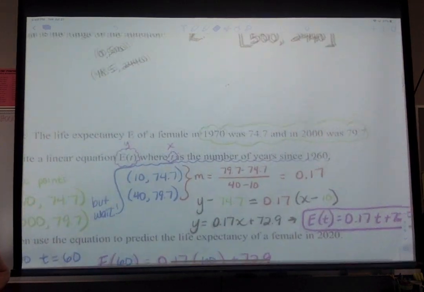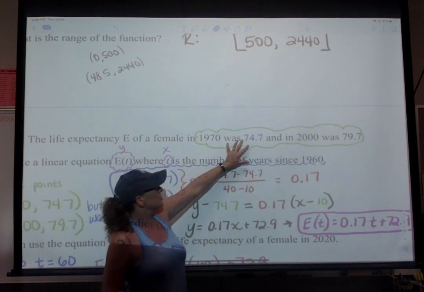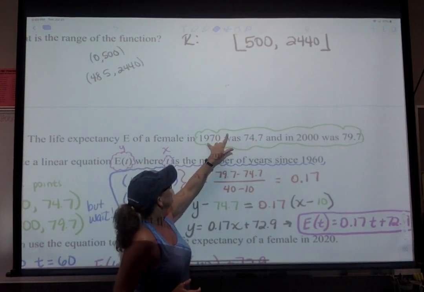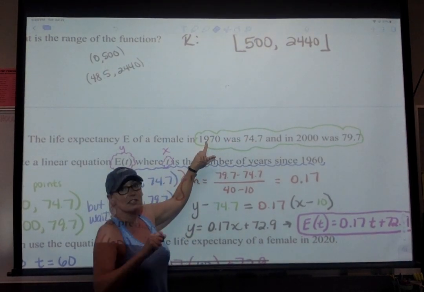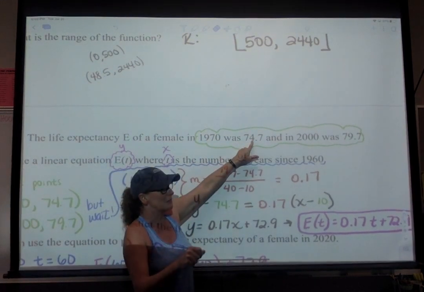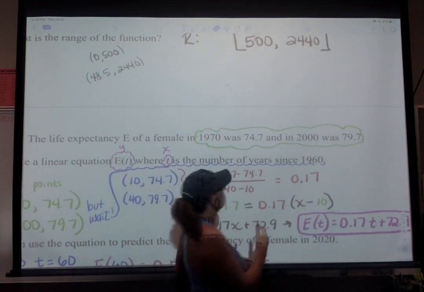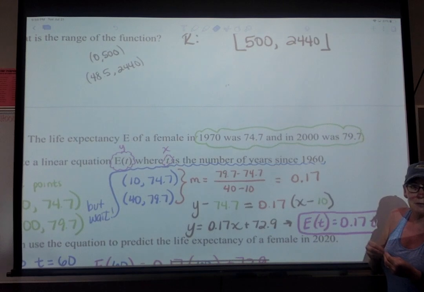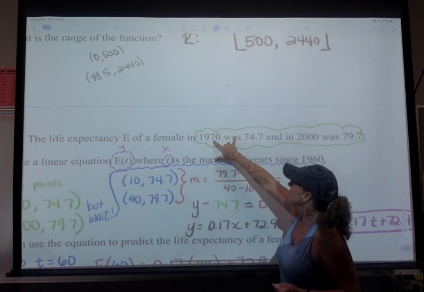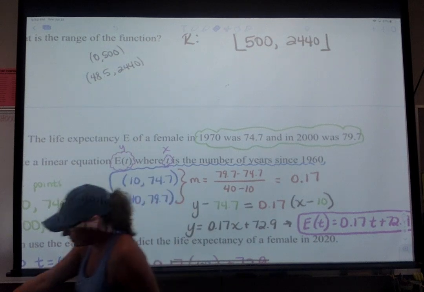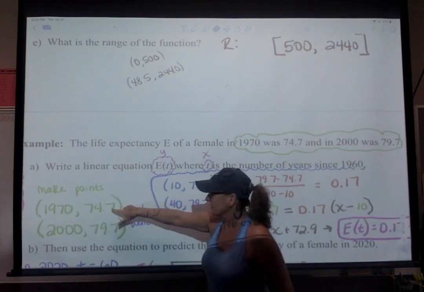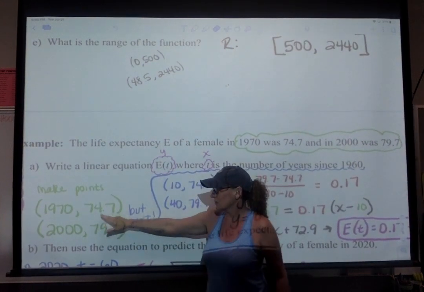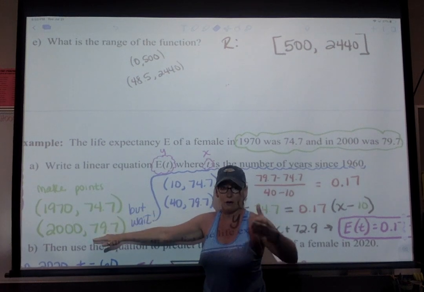Now, if I go to this information right here, and I grab that information and turn it into points, these two data pieces go together. This is year, this is life expectancy. They go together. I'm going to make an ordered pair out of them. So if I write 1970 and 74.7, it looks like this. And for the other one, 2000 and 79.7, looks like this. This is good. This is set up well, but wait.